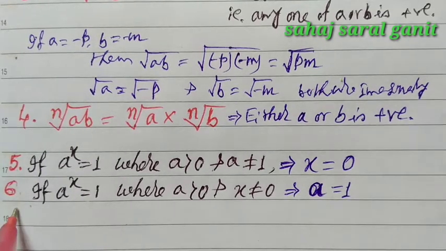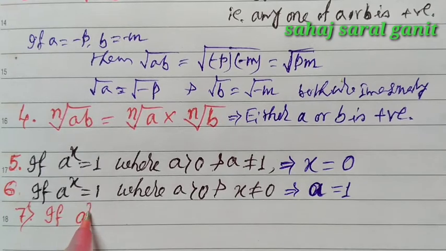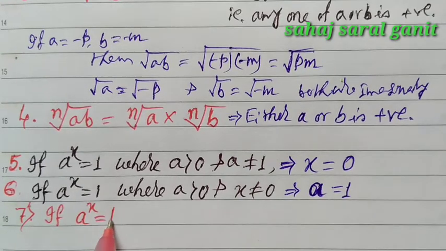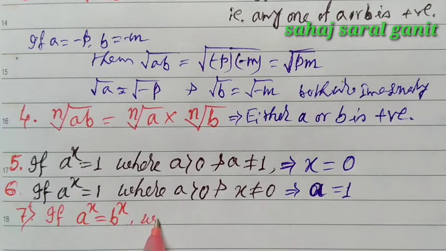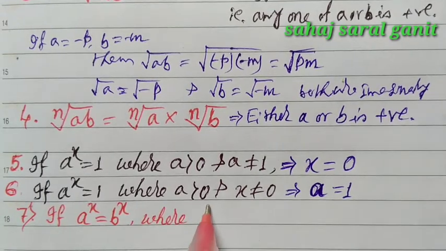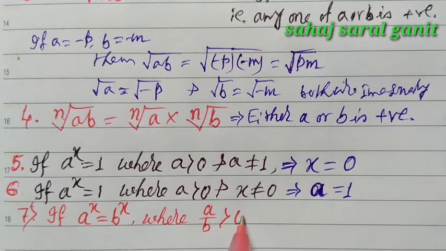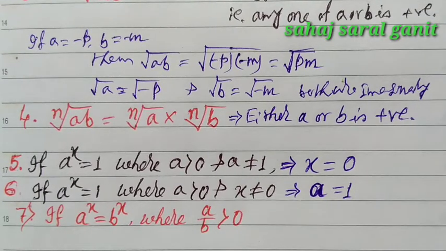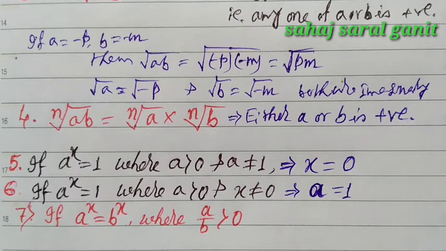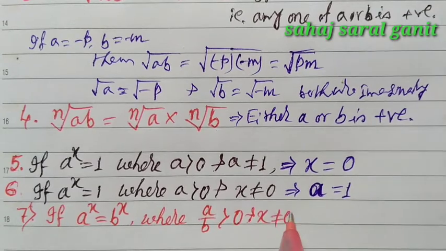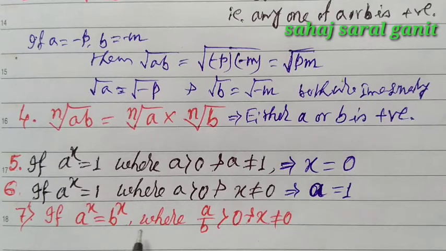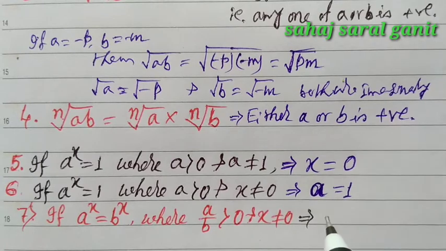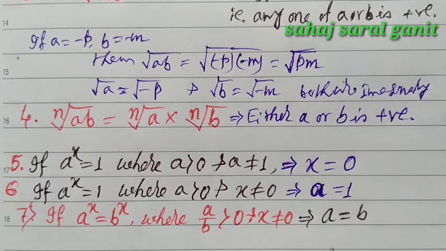Now another case: if a to the power x is equal to b to the power x, where a by b is greater than 0, that is, the ratio of a by b is a positive number, and x is not equal to 0, then the relation happens only when a is equal to b.